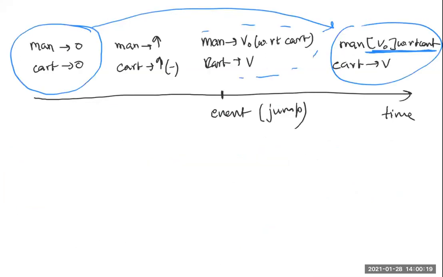यहाँ पे मैंने कुछ समझाया। मैंने बोला कि जब इनिशियल पिक्चर में मैन की वेलोसिटी 0 है, कार्ट की वेलोसिटी 0 है। अब मैन अपनी वेलोसिटी चेंज करना शुरू करता है तो कार्ट की भी वेलोसिटी चेंज होती है, और जब मैन की वेलोसिटी फाइनली v नॉट हो जाती है विद रिस्पेक्ट टू द कार्ट, तो कार्ट की वेलोसिटी v हो जाती है, राइट? ठीक है ना?